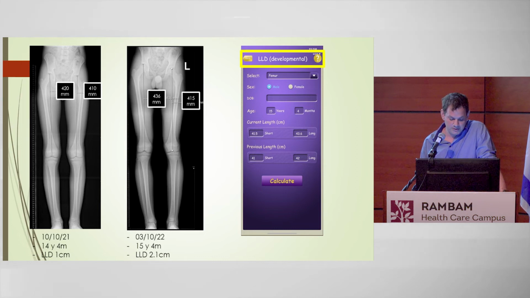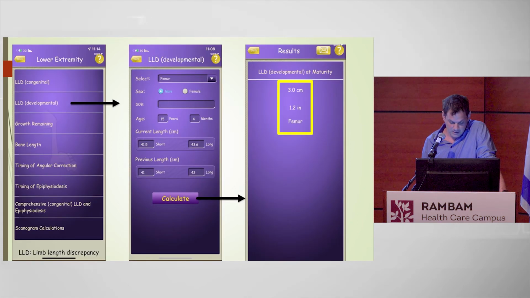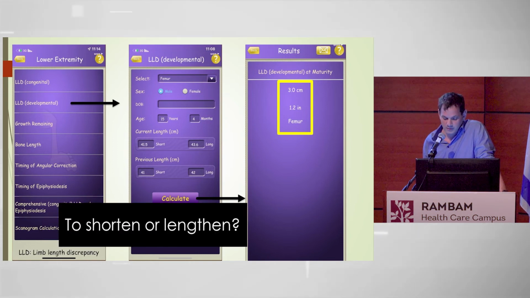So we choose on the main menu developmental LLD, and then choose the selected bone, the gender and age of the patient. We insert the long and short bone length for 2 different ages. And we can see that the projected final LLD is about 3 centimeters, which might be significant. Now we need to decide if we want to shorten the long leg or lengthen the short one. In this patient, epiphysiodesis is not an option because he's already approaching skeletal maturity, but we might consider shortening.